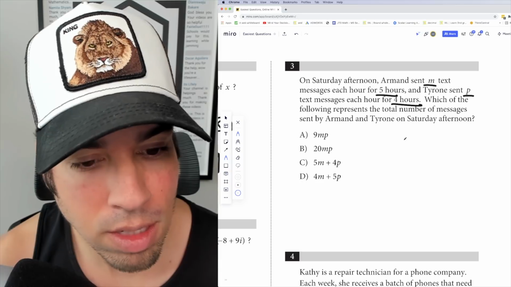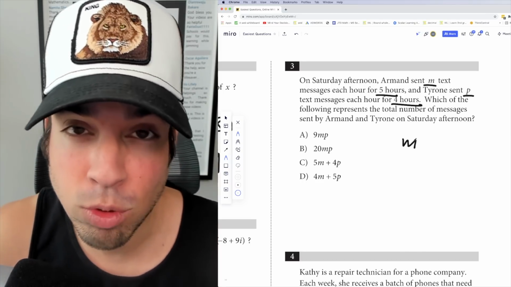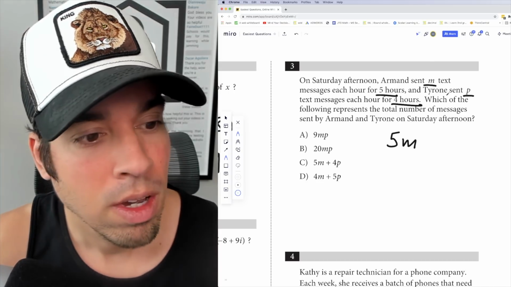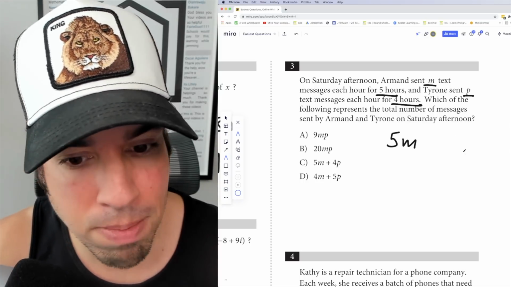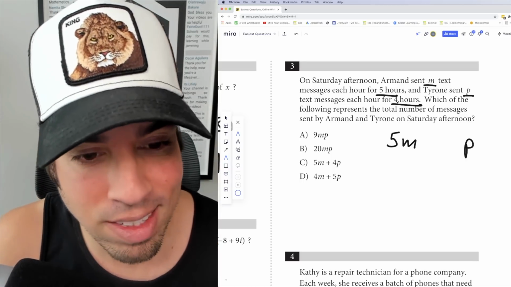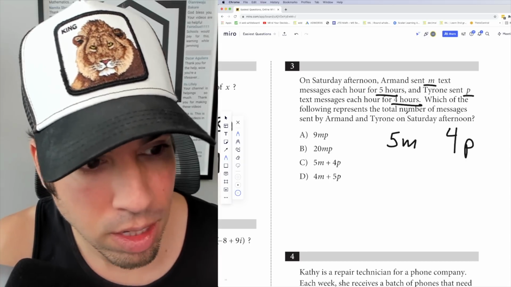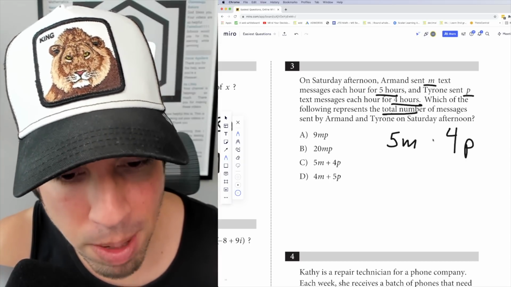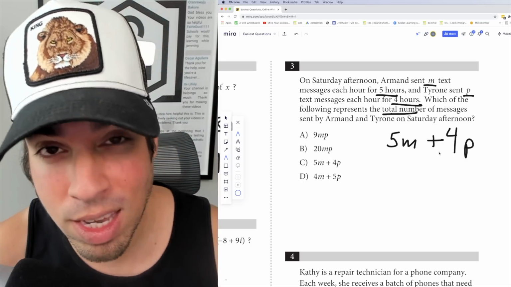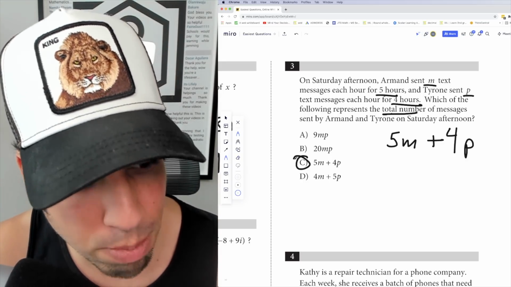So Armand sent M text messages every hour. So if that was 1 hour, it would be M. If it was 2 hours, it'd be 2M. But in this case, it's 5 hours, so it's 5M. And Tyrone sent P messages every hour. Again, if it was 1 hour, that'd be P, 2 hours, 2P. In this case, it's 4 hours, so it's 4P. And we want the total number of messages by both, so all I've got to do is add them together. Since there are no like terms, we can't combine them. We just leave them separated and we're good to go. 5M plus 4P, done.